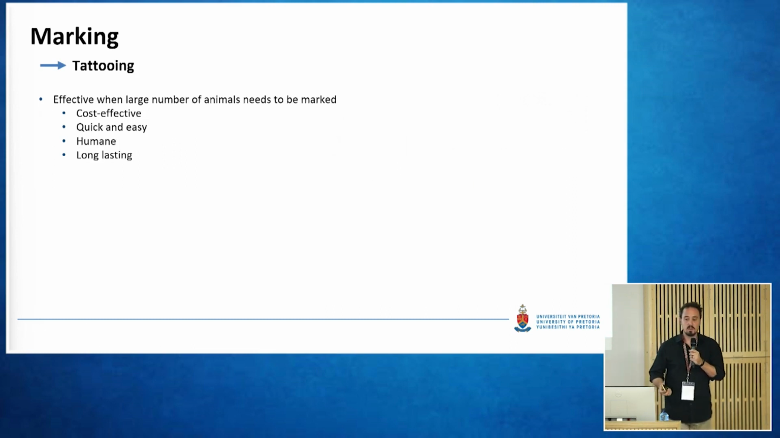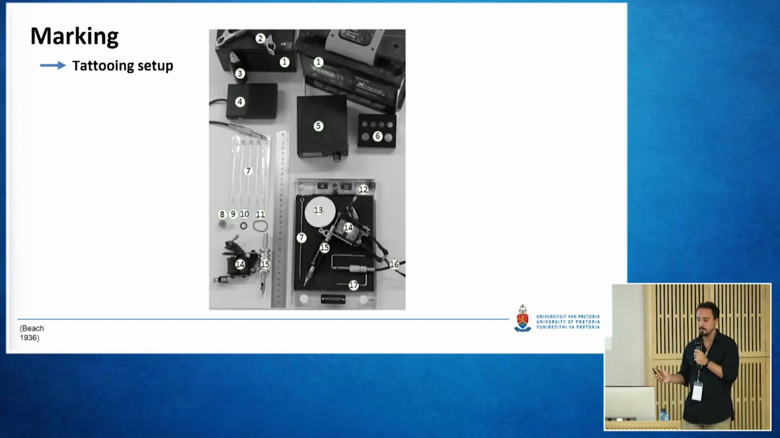We have found, however, that tattooing is a very effective method, especially when you're doing a large number of bats, because it's very cost effective. It is quick and easy, it's humane, and it's very long lasting. And when I say long lasting, we've had a bat that we recaptured after 7 years, and the tattoo was still there, still legible. We've also used this method on a captive colony, and all the marks remained legible for the entire period, and all the bats were not injured and alive at the end of the study.